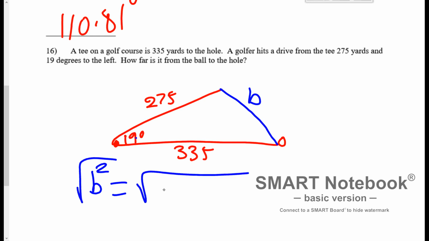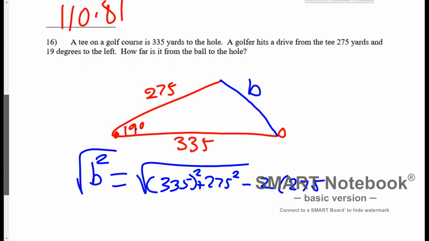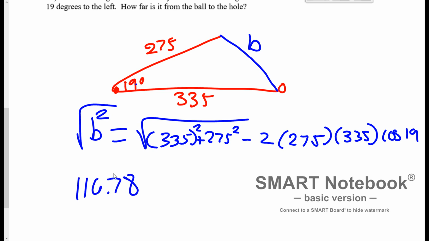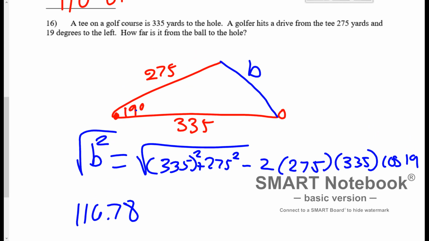And the two sides that I'm given, I square those, add them together. Subtract 2 times those two sides. Move this a little bit for you. And then times cosine of the angle I'm given. All right, and then so I get 116.78. Okay, so there's that one.